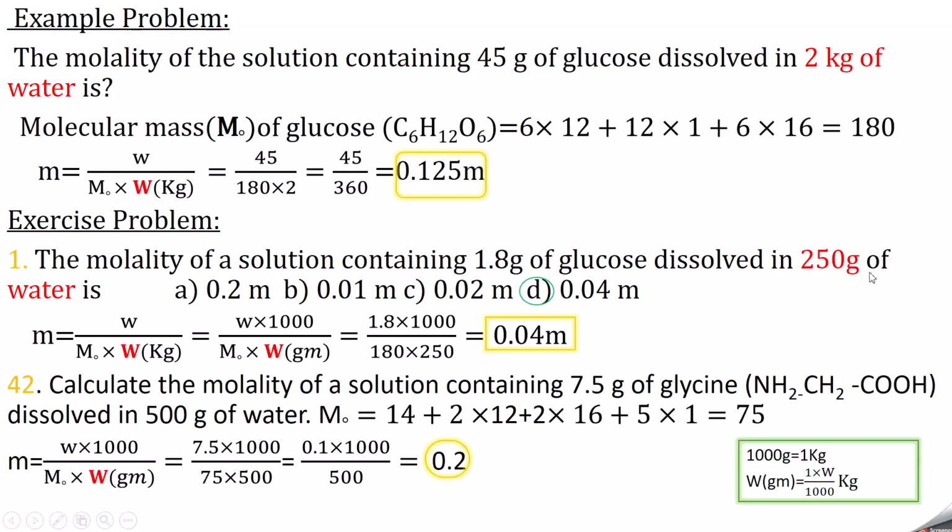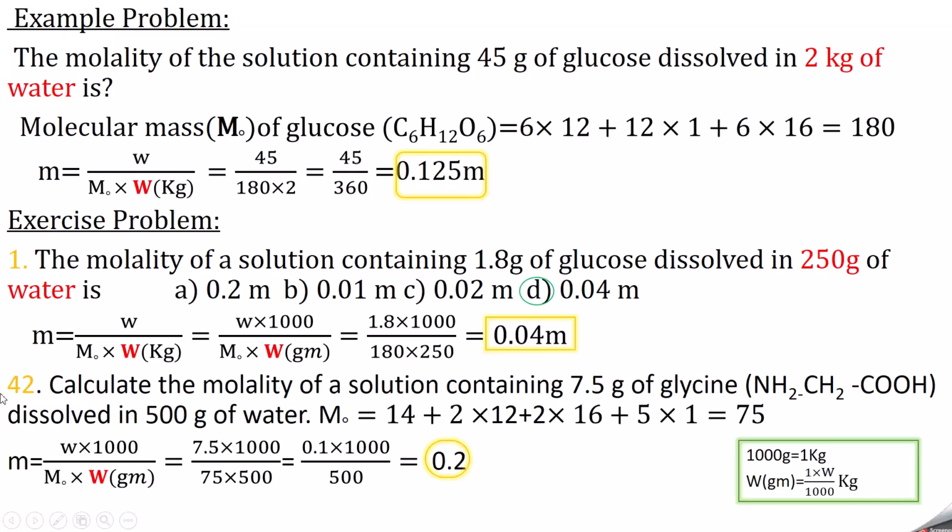But the weight of the solvent here it is given in gram. So you multiply the numerator by 1000. So you have the formula W into 1000 divided by M naught into weight of the solvent. So weight of the solute is given as 1.8 gram into 1000 divided by molecular weight. Here we have found out for glucose 180. So 180 into weight of the solvent in gram, 250 gram. So when you simplify, you will be getting 0.04 m.